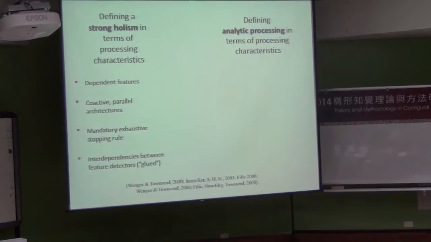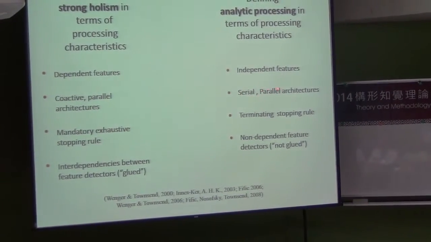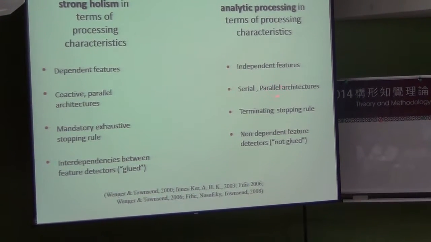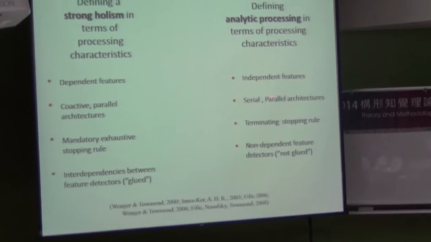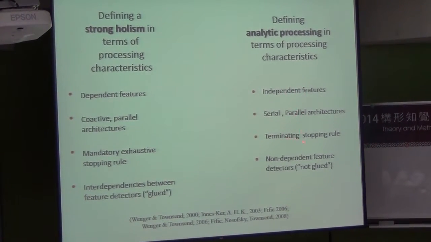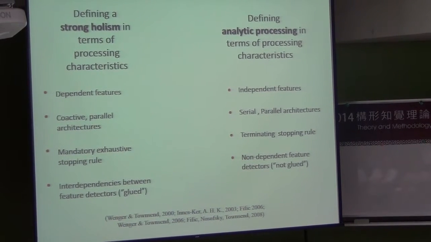And then maybe analytic processing could be defined as having independent features, maybe serial, maybe parallel architectures. Why not? Some researchers suggest parallel should be the defining quality of the holistic. Maybe not. Still, these features are independent. That could be analytic processing. Definitely we have termination stopping rules, so you don't have to process everything. You can skip some features. And then we don't have this gluing thing going on. So this would be the definition of strong holism on the one hand, and analytic processing on the other side.